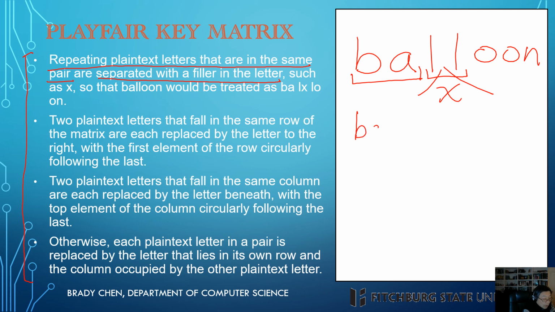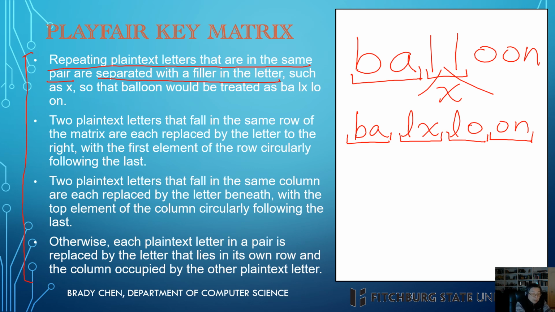So let's regroup the original plain text. The first unit is BA. The second one, we group L and the filler X. That's the second unit. Now the third one is LO, and then ON. Even though we have 2 O's, these are not repeating plain text letters in the same pair because the 2 O's are separated into 2 units. So we don't need a filler in this case.